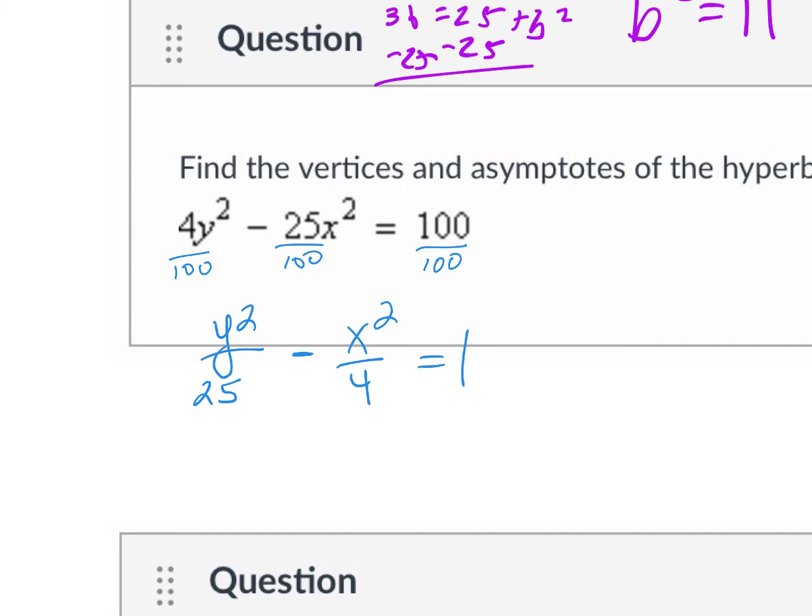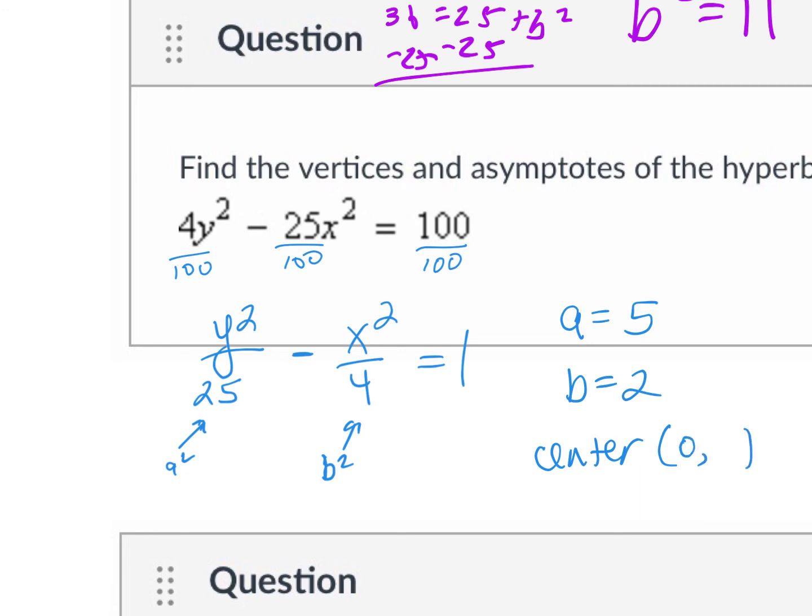All right, what's my a value then? A value is 5 because this is a squared. Good. What is my b value? 2 because this is b squared. Good. What's my center? 0, 0. Perfect, guys. Very good.